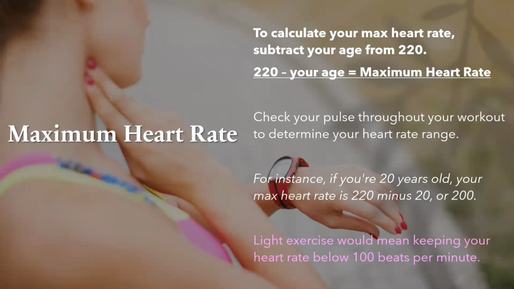Before you select a level and type of exercise, it is important to understand your maximum heart rate. Here is a simple formula to help you calculate it. To calculate your maximum heart rate, subtract your age from 220. Check your pulse throughout your workout to determine your heart rate range. For instance, if you're 20 years old, your maximum heart rate is 220 minus 20, which would be 200. For a 20-year-old, light exercise would mean keeping your heart rate below 100 beats per minute.